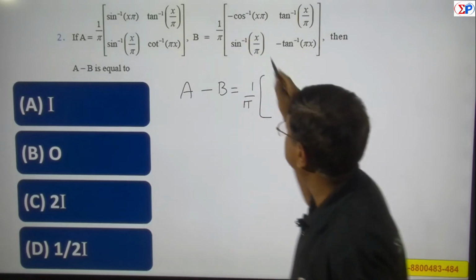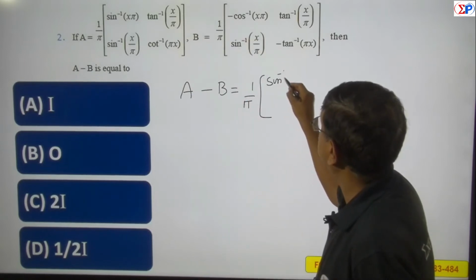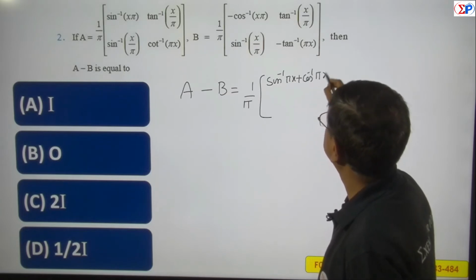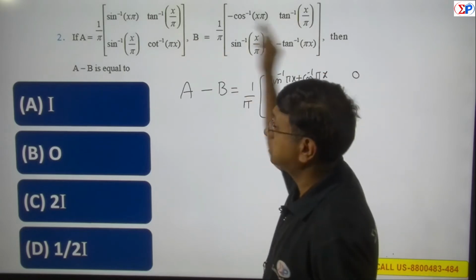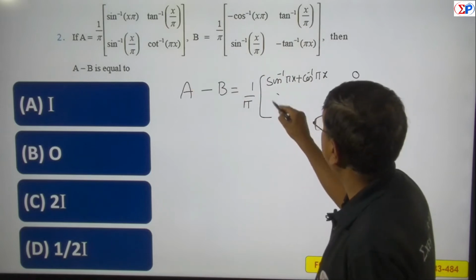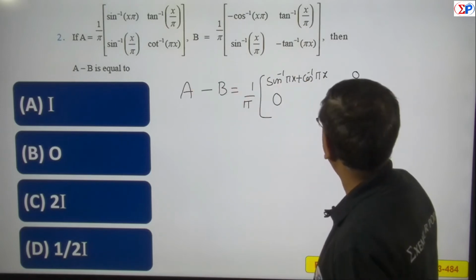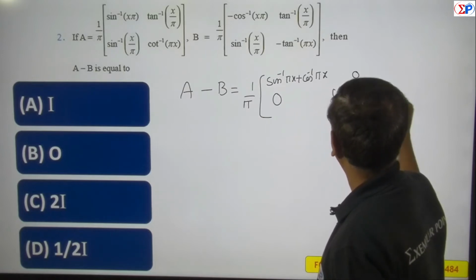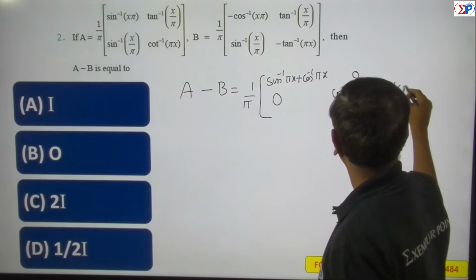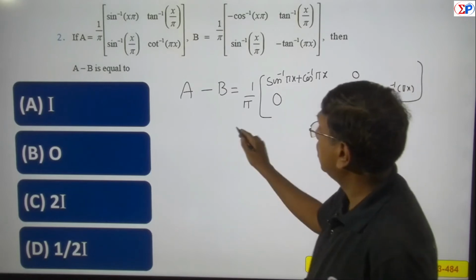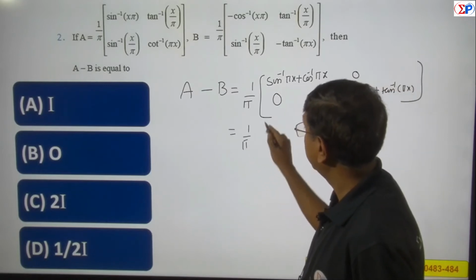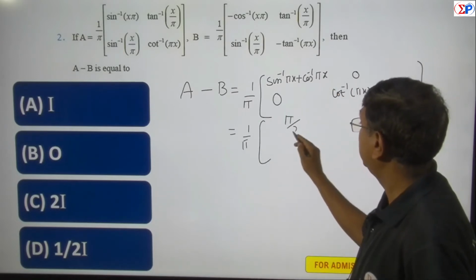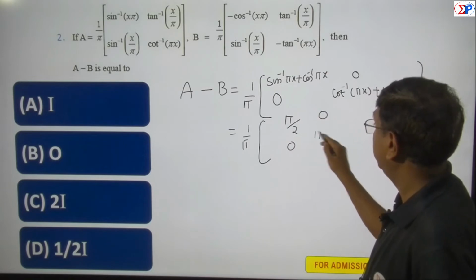Now this minus this, you will get sin inverse pi x plus cos inverse pi x. And here you are going to get 0. यहाँ पे आपको फिर 0 आ जाता है और वहां पे आएगा cot inverse pi x plus tan inverse pi x. So what are you going to get? 1 by pi, और इसका फॉर्मूला क्या होता है? pi by 2. So you get pi by 2, 0, 0 and pi by 2.